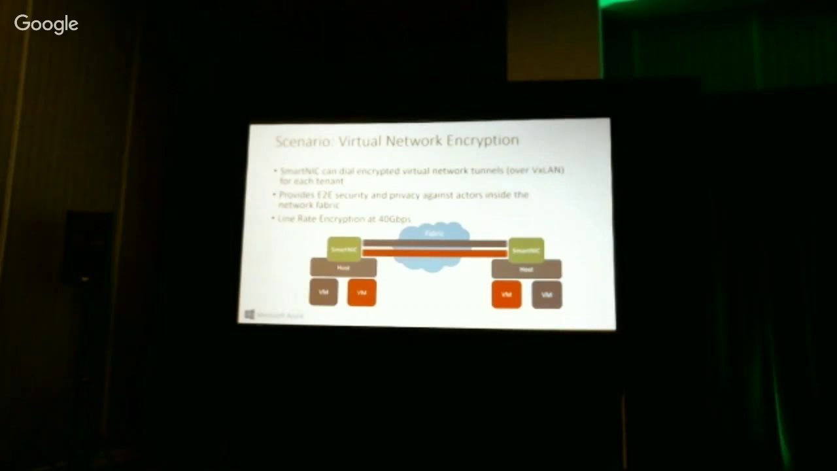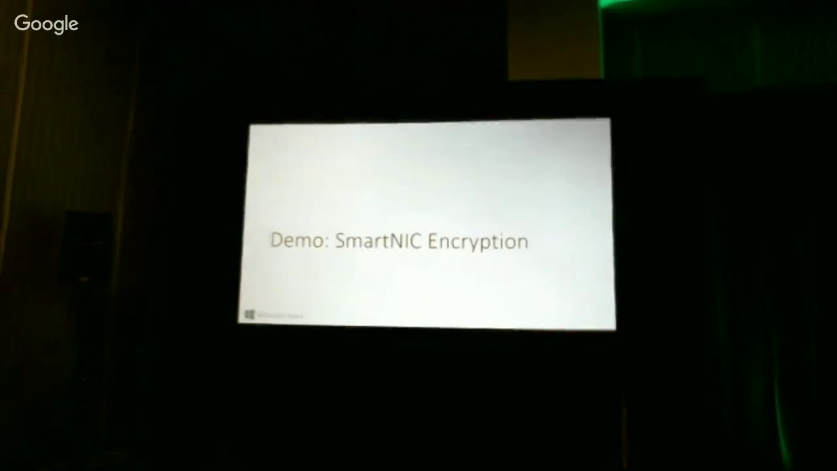So another scenario I want to talk to you about today, and this is going to be the source of our demo actually, is virtual network encryption. So let's say I have two tenants, a red tenant and a blue tenant, and we're dialing VXLAN tunnels between them. The SmartNIC can actually dial an encrypted virtual network tunnel for each tenant. This provides end-to-end security and privacy across any actors inside the network fabric, and provides line rate encryption on this device at 40 Gbps. This is actually something that's running on this card today. Let me demo this for you.